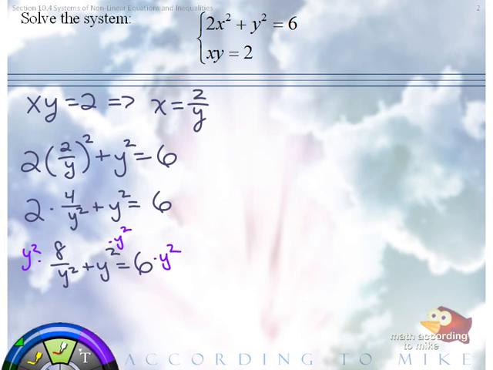So what is y squared times 8 over y squared? 8 plus y to the 4th equals 6y squared. Good. Now let's get everything to one side. We're going to subtract 6y squared.